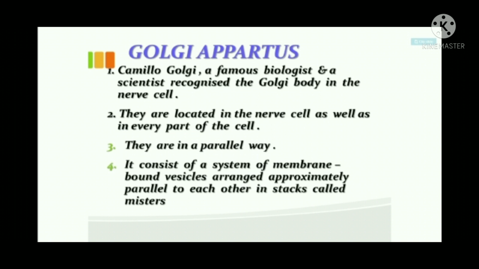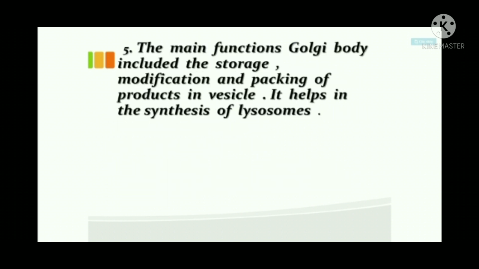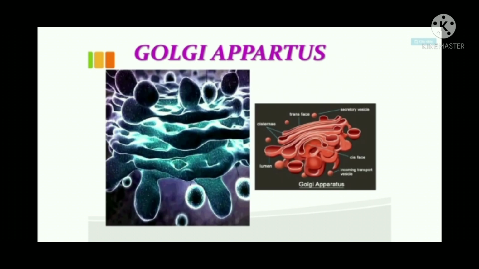The main functions of the Golgi body include the storage, modification and packing of products in vesicles. It helps in the synthesis of lysosomes. You can see here Golgi apparatus. The body contains trans face, secretory vesicle, cis face, incoming transport vesicle, cisternae, lumen, etc.